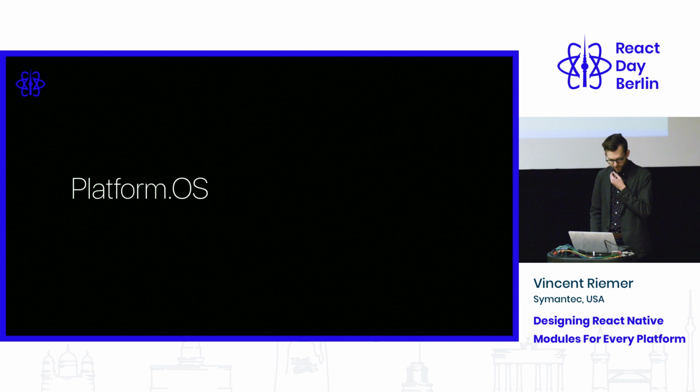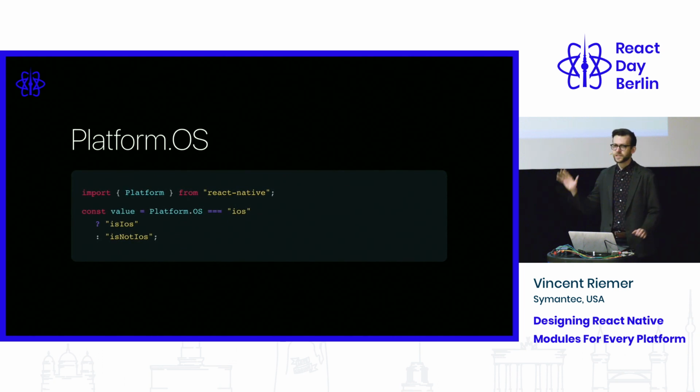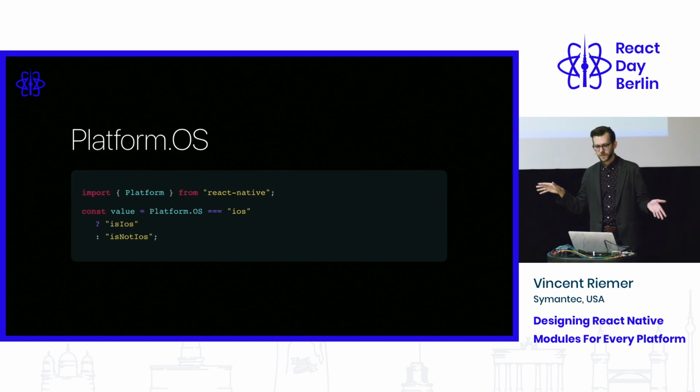So if we start with platform.os, this is how you import it if you haven't seen that. And this is just a contrived example, the most basic. We can get that OS version and compare it with a ternary.